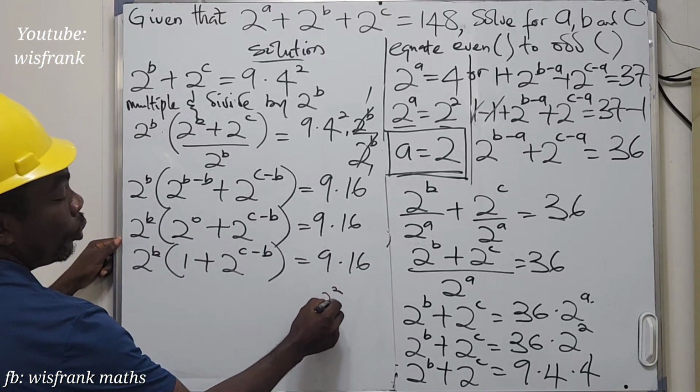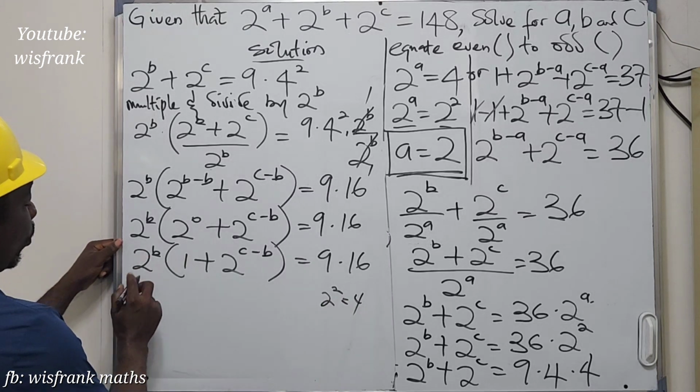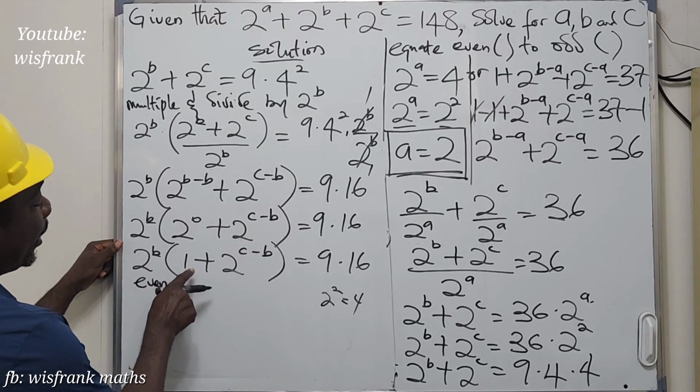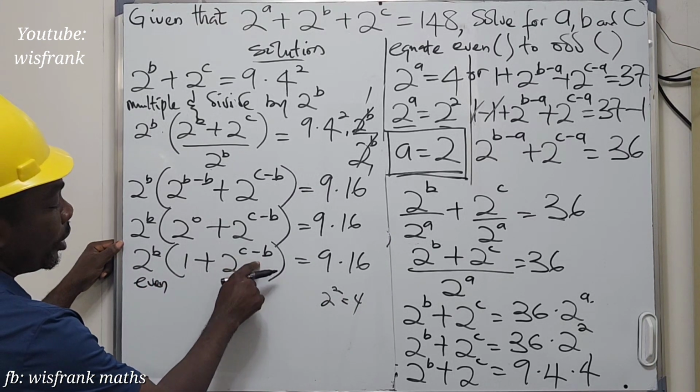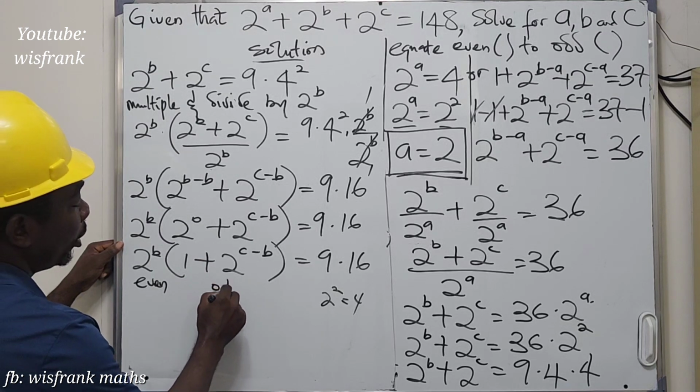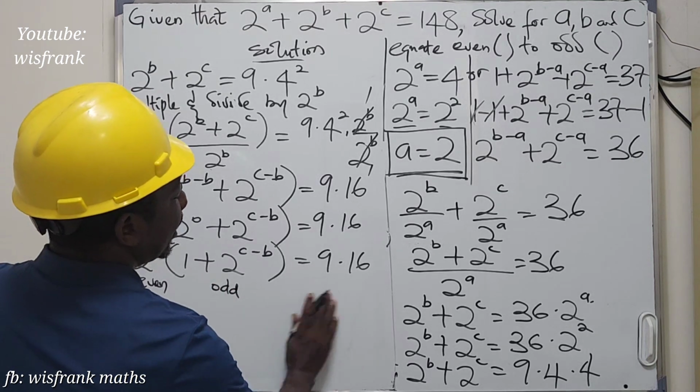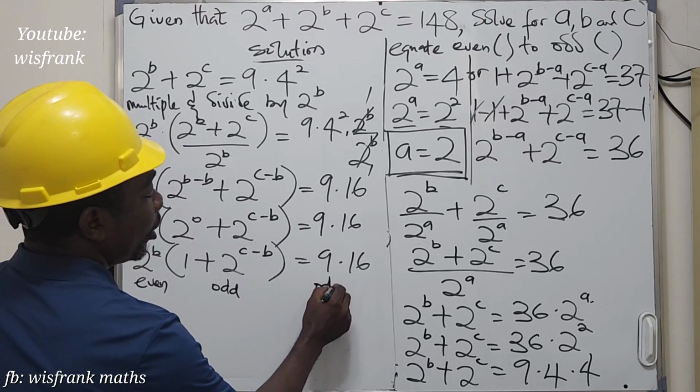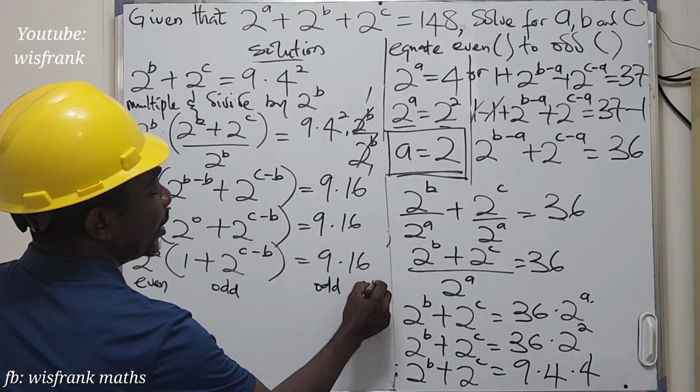we have 2 to the power of 2, which equals 4. So here will become even, and here we have 1. So anything that we put here, this will become odd. And on this other side, we all know that 9 is an odd number, and also 16 is an even number.